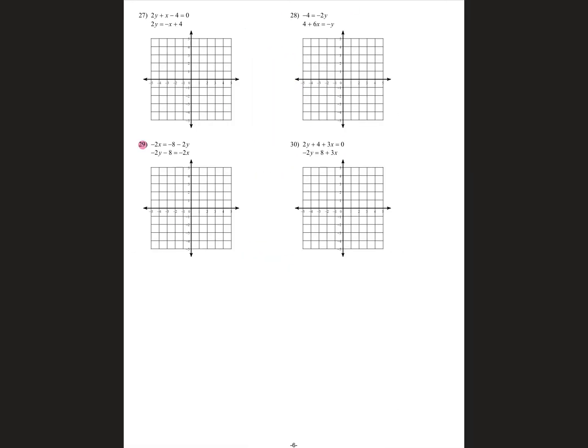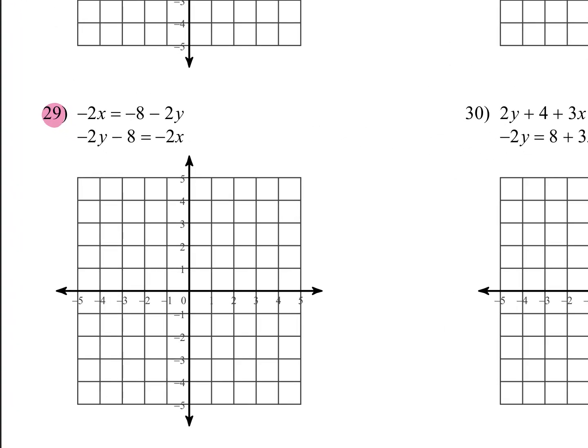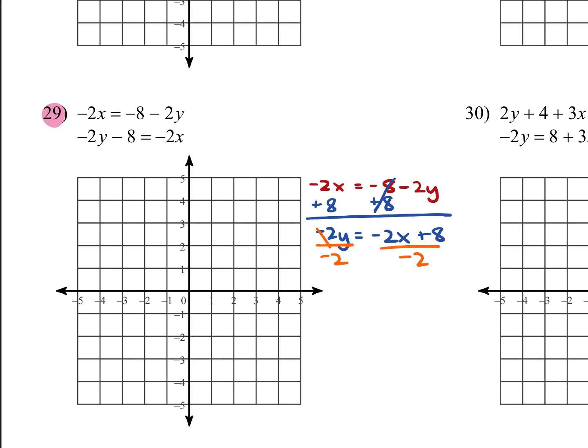For the next one that we're going to look at, the last one that we're going to do, is number 29. For 29, you have 2x is equal to -8 minus 2y, and -2y minus 8 is equal to -2x. If we take that first equation, 2x is equal to -8 minus 2y, and we solve it for y, we can move the 8 over by adding it to both sides. We have -2y is equal to -2x plus 8. From here, we're going to divide each side by that -2. So we have y is equal to x minus 4.